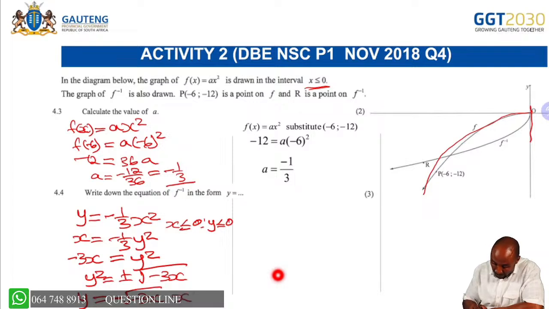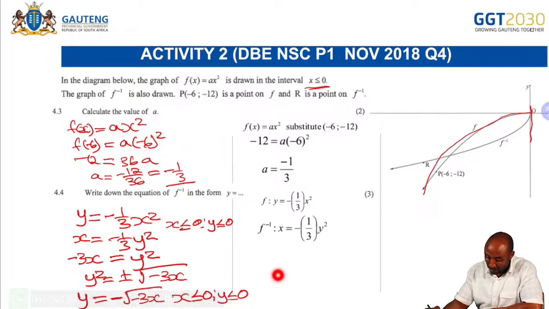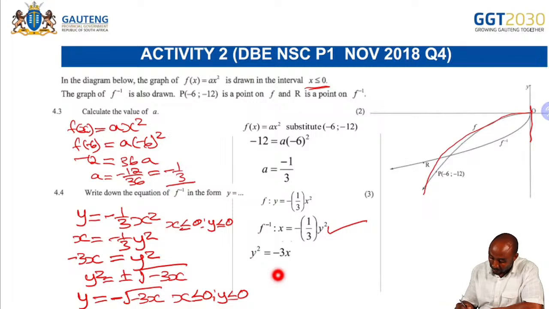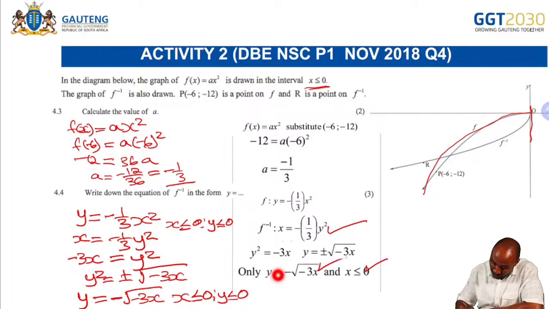Our x, whatever was our range, becomes our domain. Our x will be less than or equal to 0, and our y will also be less than or equal to 0. We get our 3 marks there. You are able to see, interchange x and y. We get y squared is equal to negative 3x, y is plus or minus, then the restriction also has to be given, because our x has to be less than or equal to 0. Otherwise, this becomes undefined if we do not include the restriction there.